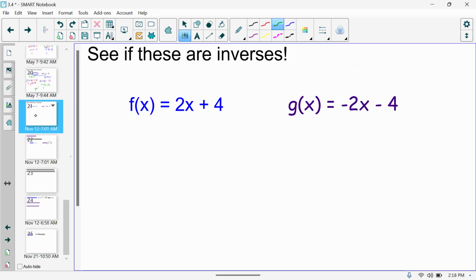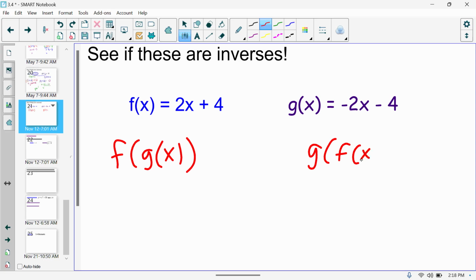Okay, see if these ones are inverses. I'm going to let you start this one yourself this time. So you find f of g of x for me. See if it equals x. If it does, go on and find g of f of x, because remember, you have to get x for both of them in order for them to be inverses.